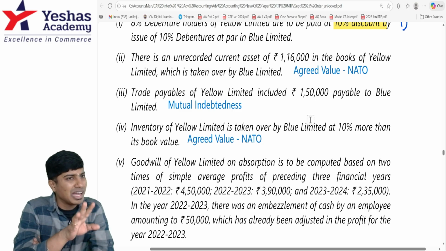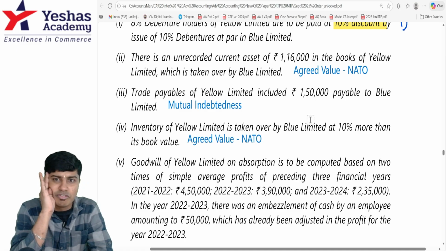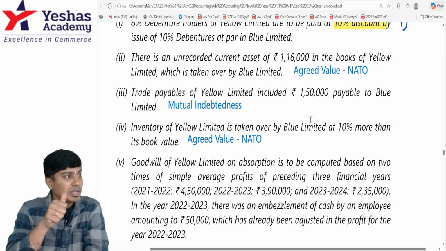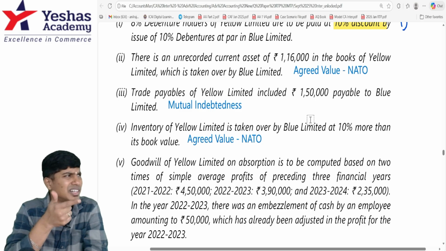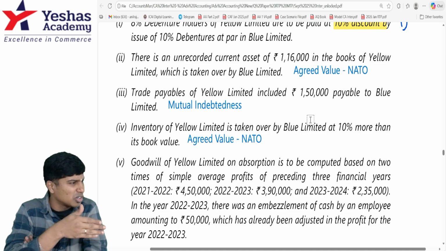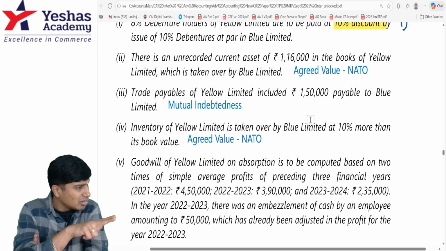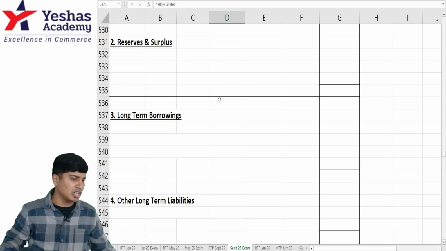This will end up becoming amalgamation in the nature of purchase. This will not become amalgamation in the nature of merger. For it to become amalgamation in the nature of merger, all assets should have been taken over at book value, and purchase consideration should be settled only in the form of equity shares. And one more thing is business should be continued, and reserves and surplus should be taken over, 90% of them should continue. That we can't check. We'll only check whether PC is given in equity shares and not in cash, and all assets and liabilities taken over at book value.